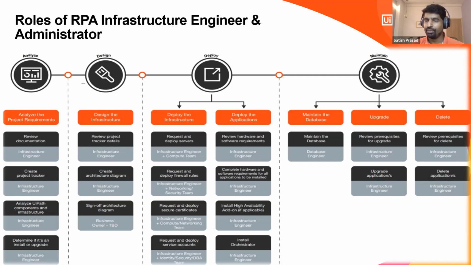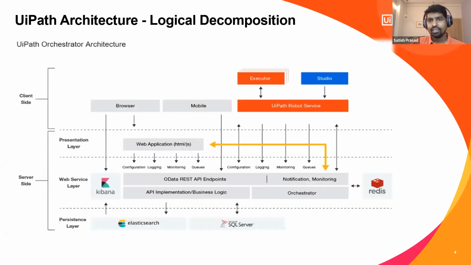And obviously, when the platform is up and running, there are a lot of activities to be done, like maintaining the database, database backup, and purging some of the tables like jobs, logs, and all those kinds of things. So this is a very high-level view of the RPA infrastructure role and its responsibilities, right? So let's quickly move on and try to understand the UiPath architecture.